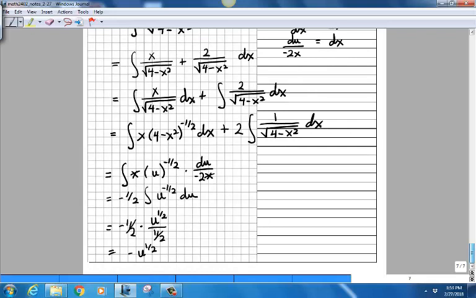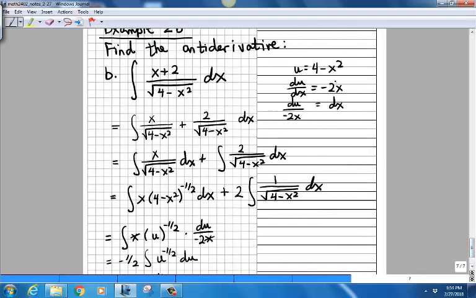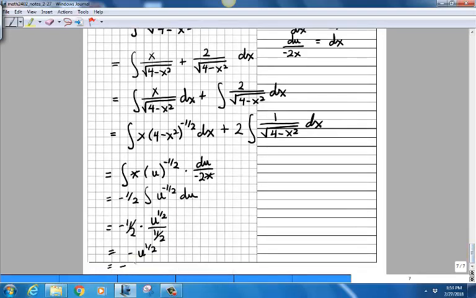And now we can unsubstitute here, right? So we have minus, let's see, what was u again in this substitution? I think it was 4 minus x squared, correct? There it is. So we have minus and then 4 minus x squared to the 1/2 power, which of course is the same as minus the square root of 4 minus x squared. All right. So there's the first term, the first integral integrated. Now let's do the second integral.